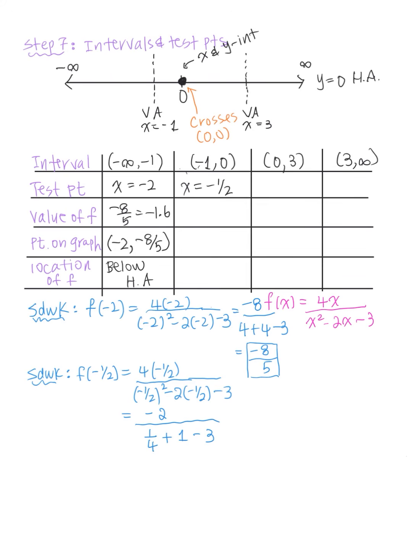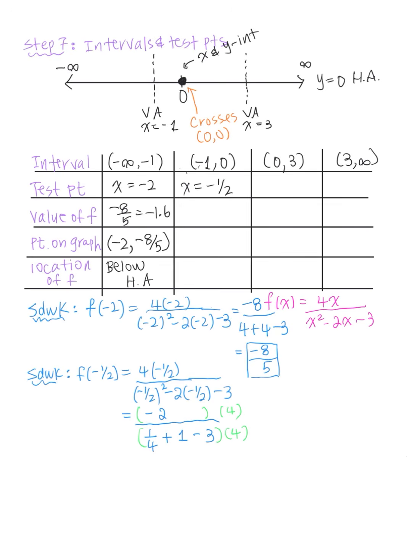The easiest way to do this is to multiply the top and the bottom by the least common denominator, in this case 4. So here what I'm doing is I'm going to multiply the numerator by 4, and then I'm going to multiply this whole denominator by 4. Now let's see what's going to happen.